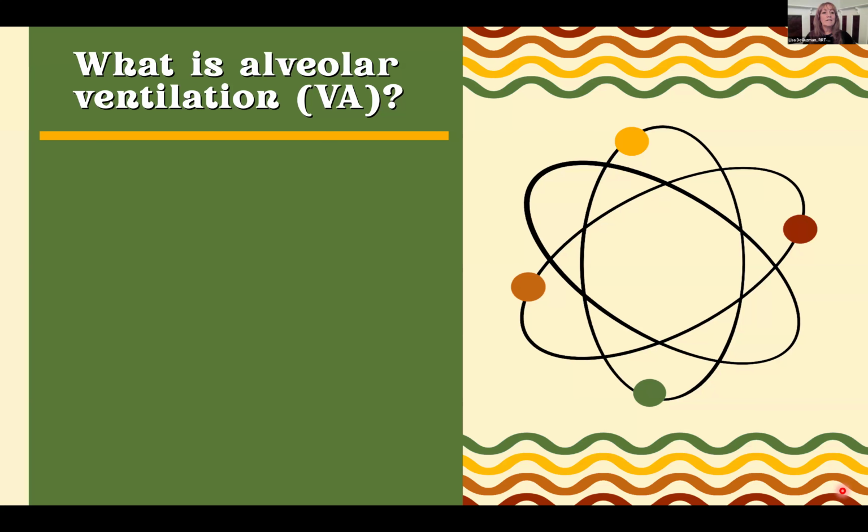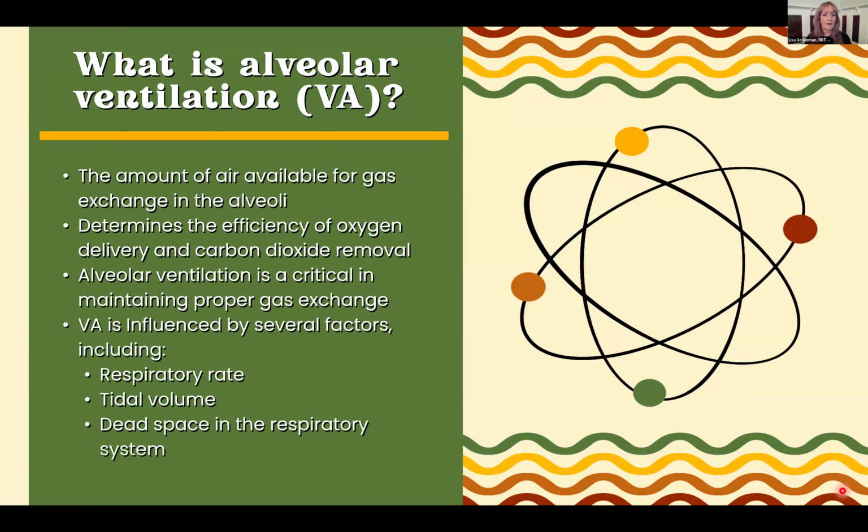So what is alveolar ventilation? We're going to start there and talk about that a little more. It's the amount of air available for gas exchange in the alveoli, those little sacs that we saw in the video. It was that smooth one cell layer where the O2 and CO2 molecules are moving across. And it starts just a little bit above those. We're going to look at a graphic next on that.